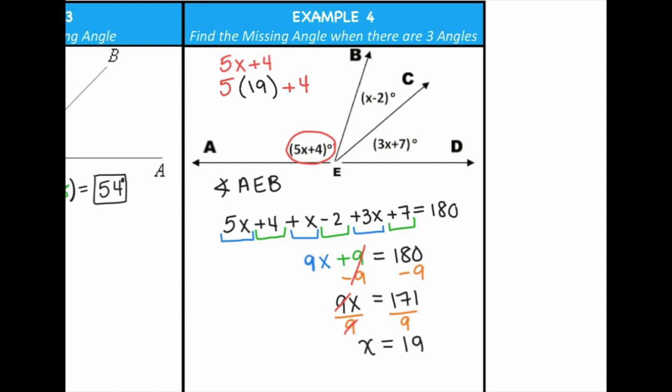So let's simplify this. 5 times 19 is 95. And then when we add 4, 95 plus 4 gives us 99. So 99 degrees is our final answer.